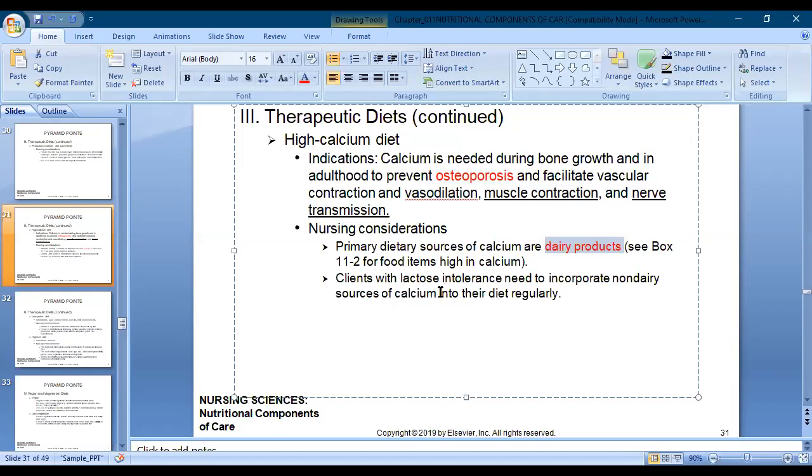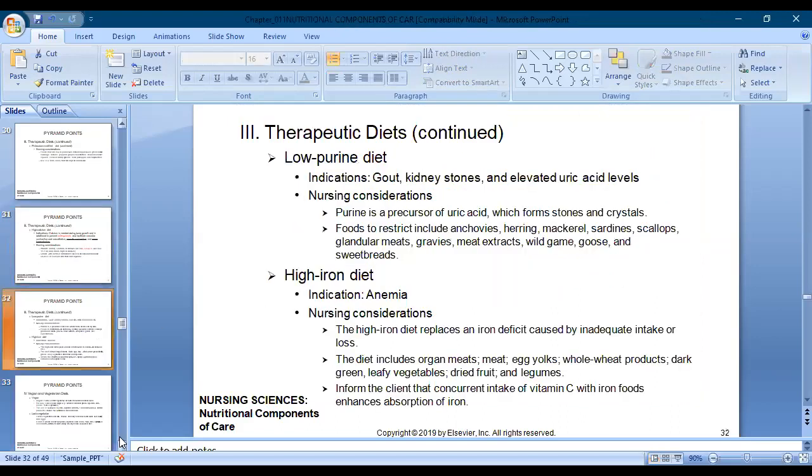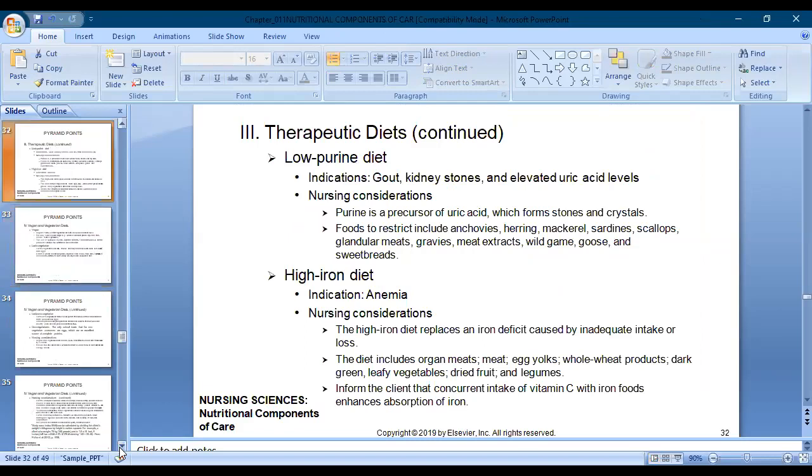Some babies, especially African American babies, have lactose intolerance. The babies do not digest milk or milk products. If anybody does not digest milk or milk products, calcium deficiency is more common with them. So you have to tell them to take a calcium supplement, right? And now let's go to another most important topic for the NCLEX board.